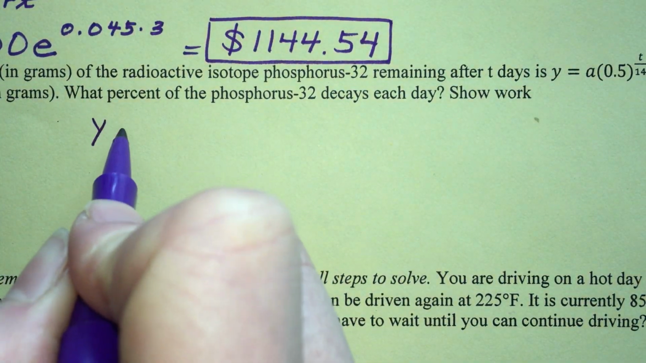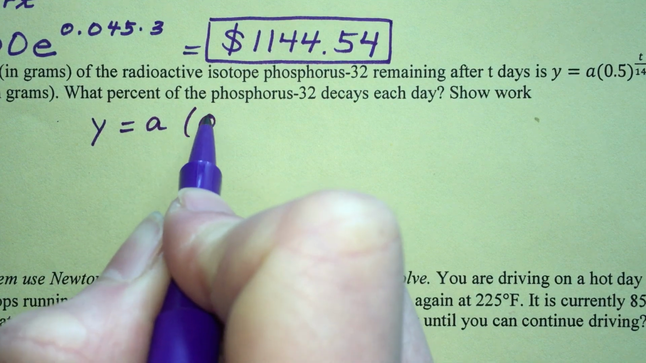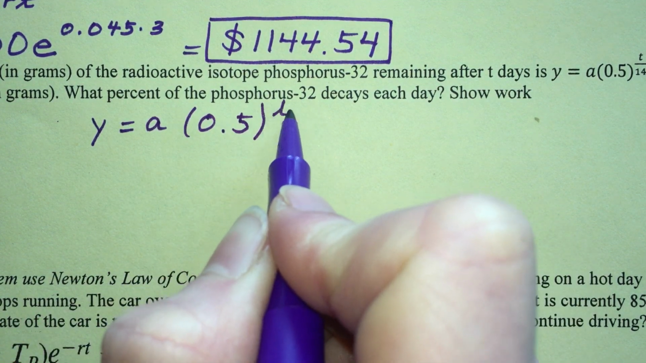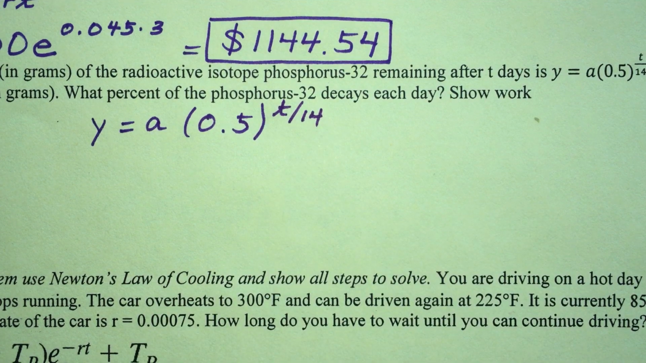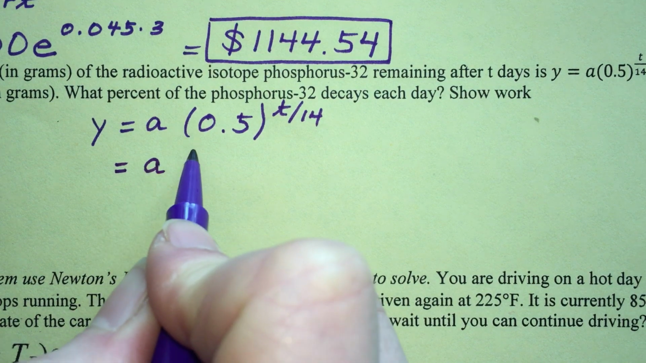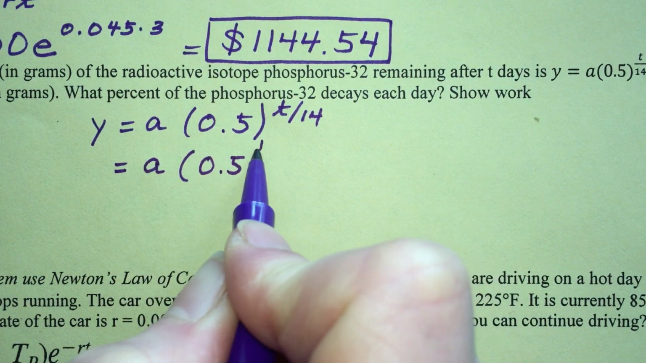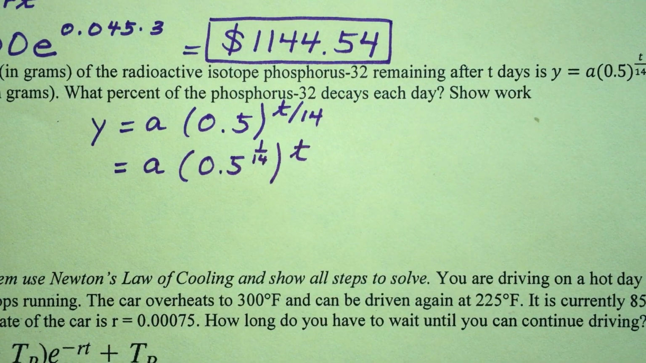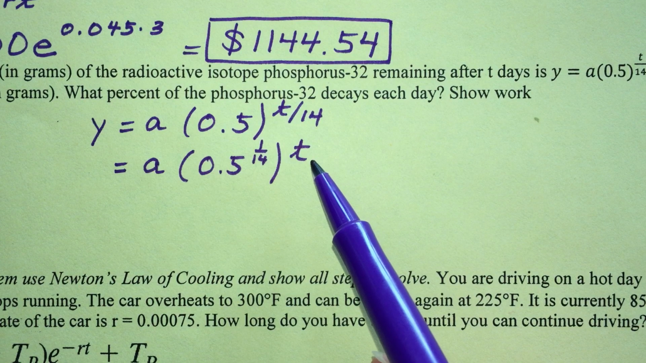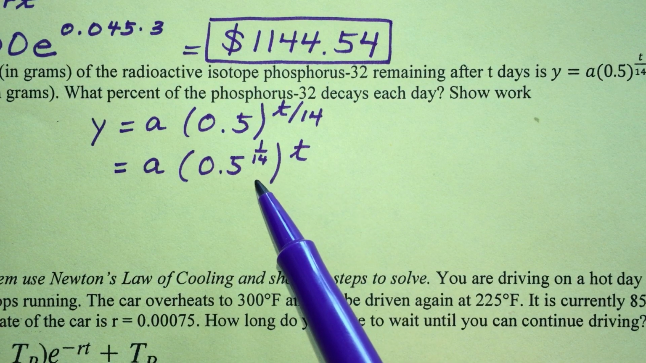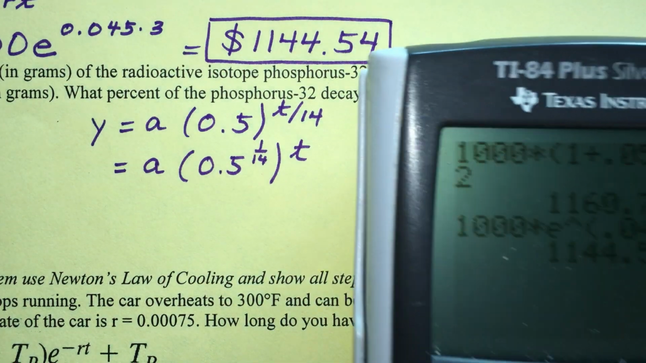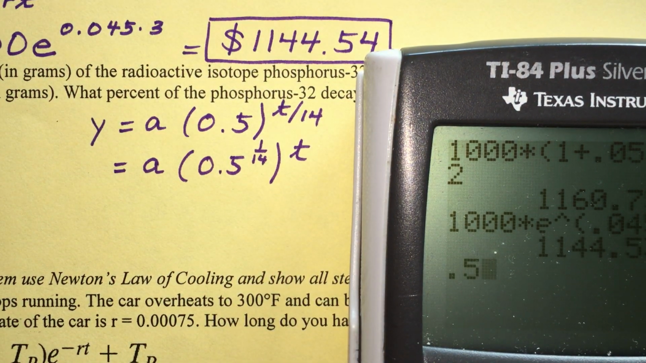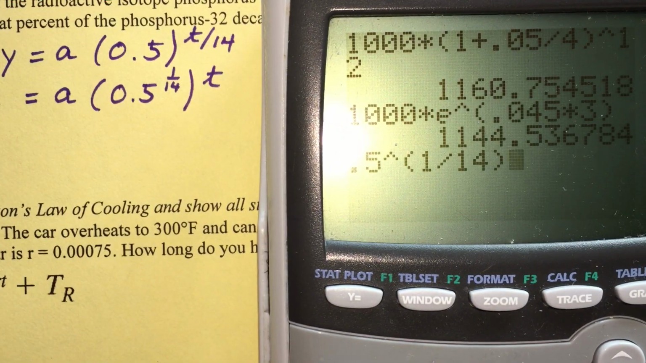So original equation, y equals, it doesn't matter what the A is. We're going to use the power property to pull apart the exponents into 0.5 to the 1 over 14th power to the t. So it's getting closer to the 1 minus r to the t. We only want a t up here. Now we can actually just compute what is 0.5 to the 1 over 14 power. Just remember to put parentheses around 1 over 14.